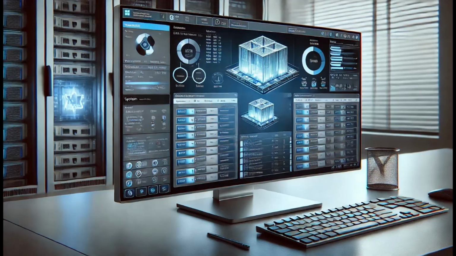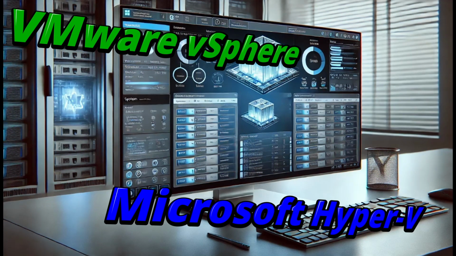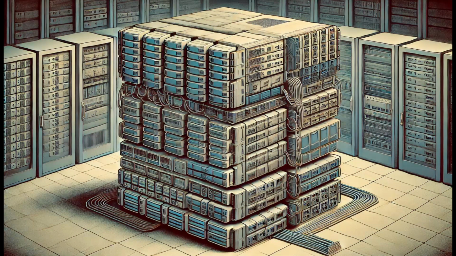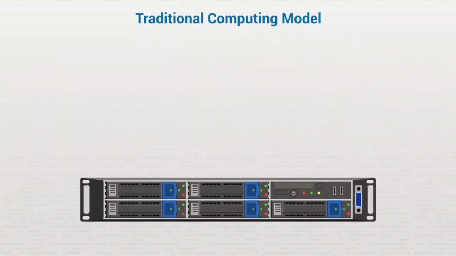Let's spend a few minutes talking about virtualization and virtual network components. But before we talk about what virtualization is and how it works, we first need to look at the way things have traditionally been done. In the traditional computing model, we have one operating system, or OS, installed on one hardware device.